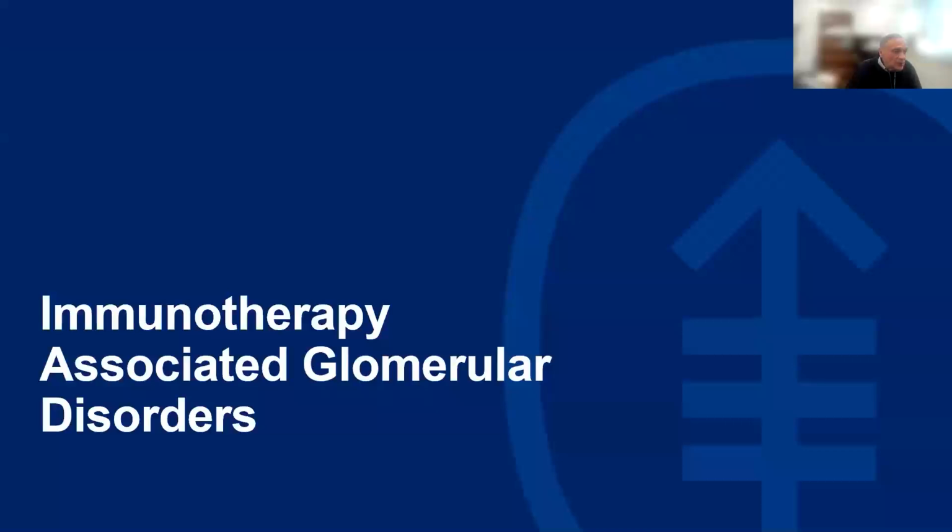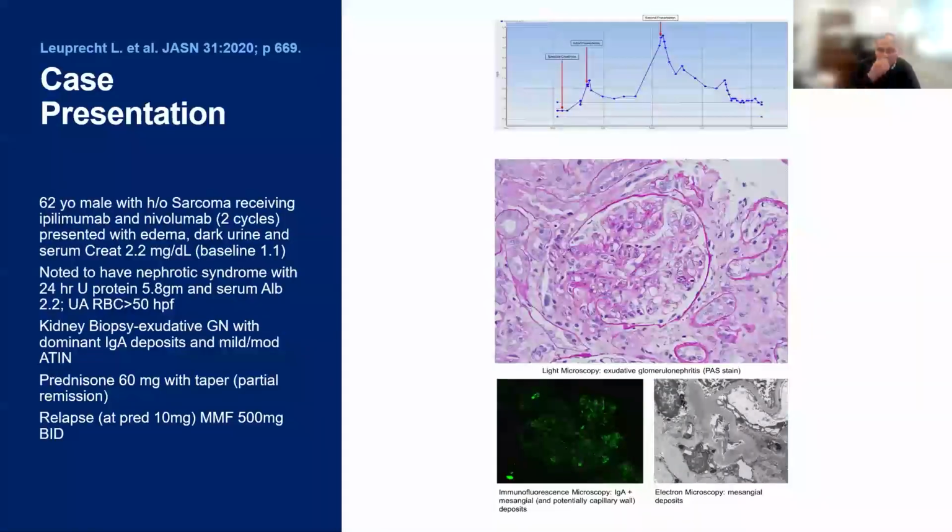However, something that we see from time to time, and this is a case from our institution. The one on top is one of our fellows. He presented this at the ASN a few years back. So there is a patient with a sarcoma who was receiving immunotherapy, 2 cycles, presented with edema, dark urine, and high creatinine. The proteinuria was about 5.8 grams, hyperbilirubinemia as well, some hematuria. And of course, we did a biopsy. The patient had a GN with IgA deposits and some degree of interstitial nephritis.